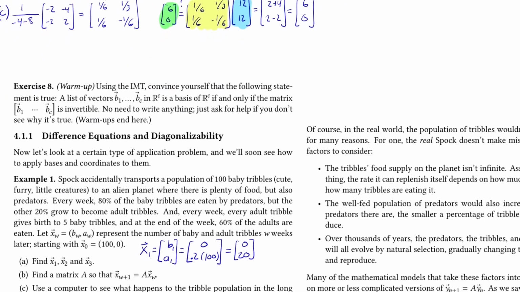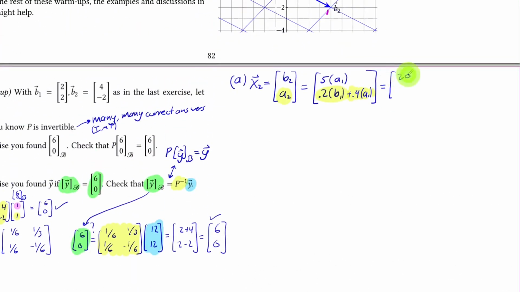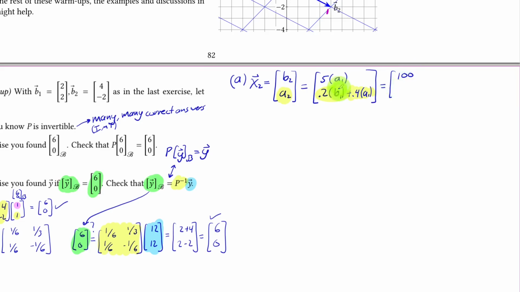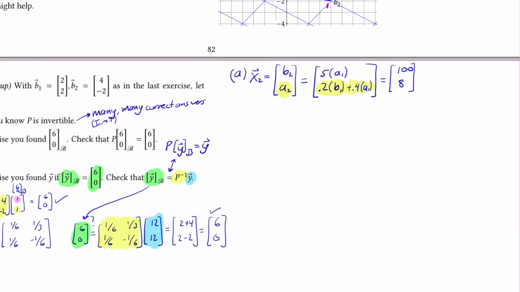So a1 was 20. 5 times 20 is 100. And there were 0 babies plus 40% of 20 is 8. All right, so now we have 100 baby tribbles like we started with, but also some adults. So let's see what happens in week 3.